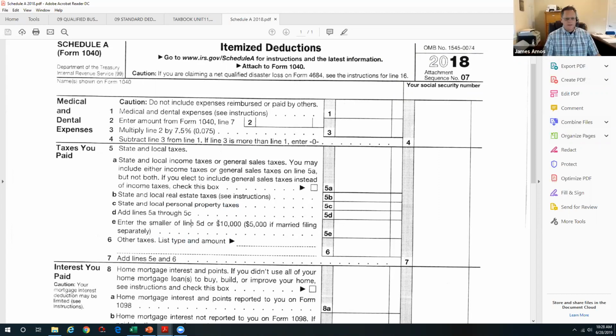Now, the limits. Let's talk about the limits, because that's not going to be in the PowerPoint presentation, because the PowerPoint presentation was relying fairly heavily on the 2017 material. So once you've added up all of your taxes, all of the state and local income taxes, real estate taxes, and personal property taxes, you add all that together on line 5D.